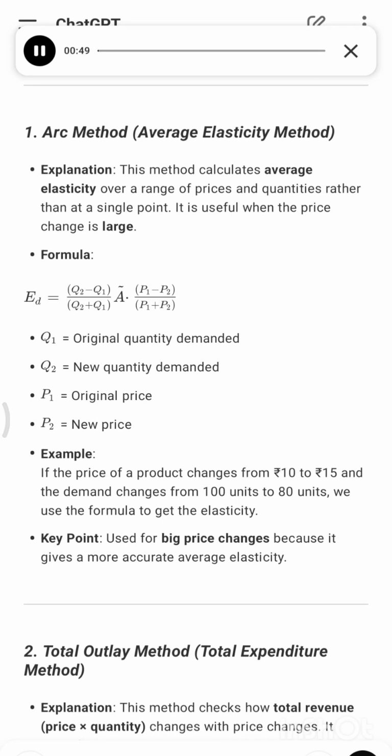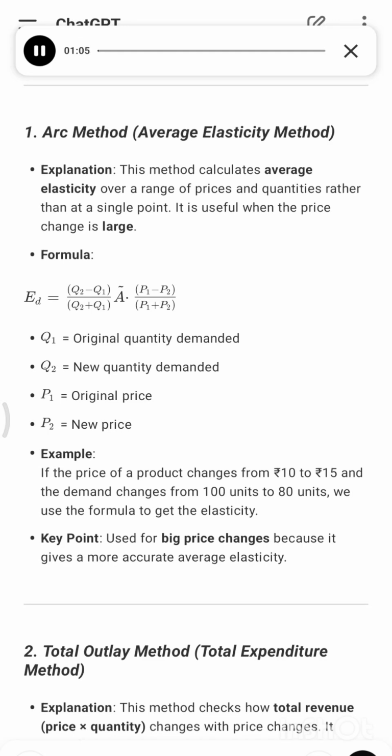Example: if the price of a product changes from 10 to 15 and the demand changes from 100 units to 80 units, we use the formula to get the elasticity. Key point: used for big price changes because it gives a more accurate average elasticity.